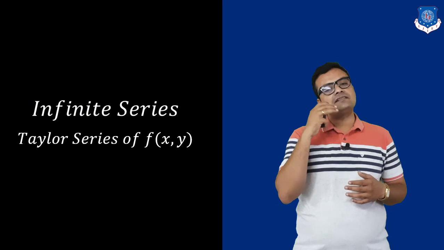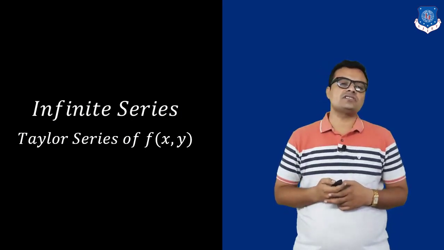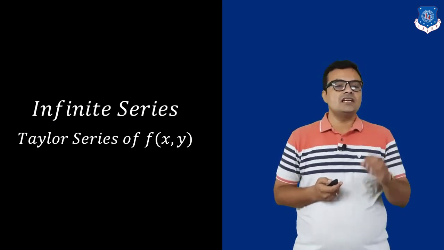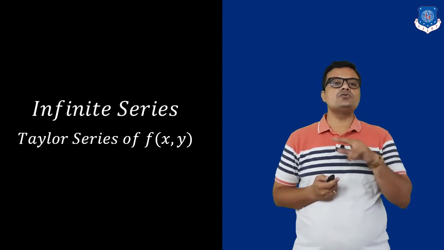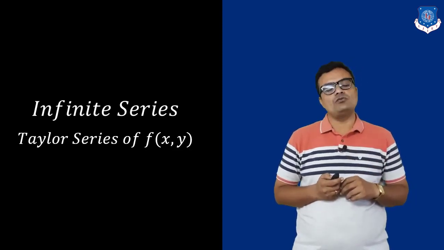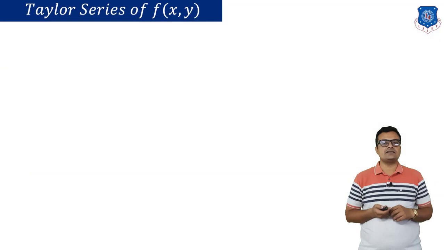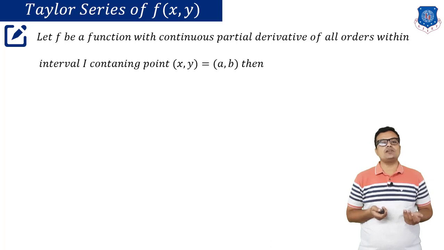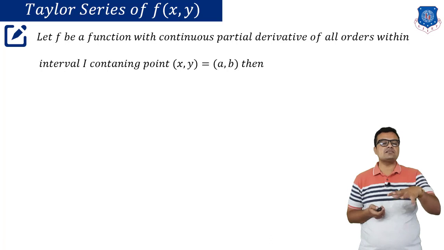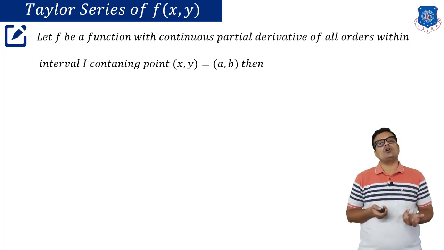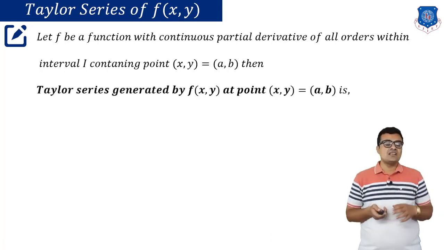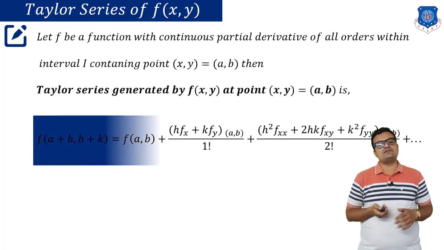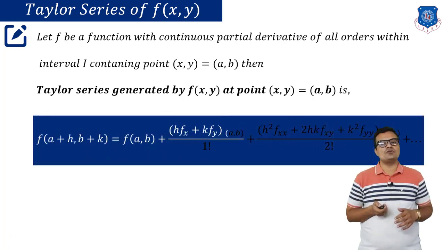Now let us move to the extension of Taylor series, which is Taylor series for f of x, y. This simply means that now we are taking two-dimensional input and we want to find its Taylor series. So if I take a function with continuous partial derivatives of all orders within some interval I, here interval simply means an open disk which contains our point of center, which is (a, b), then the Taylor series generated by this function at point (a, b) is given by this notation.